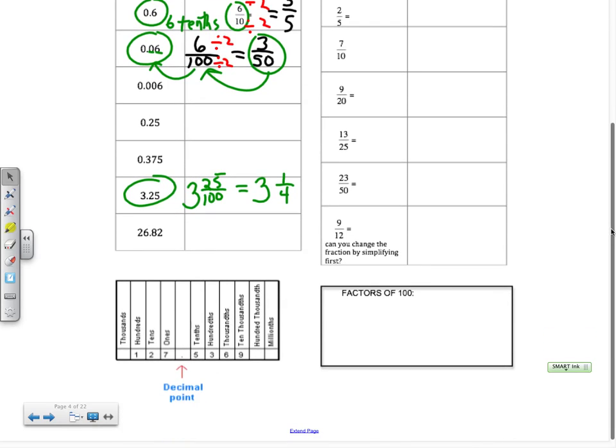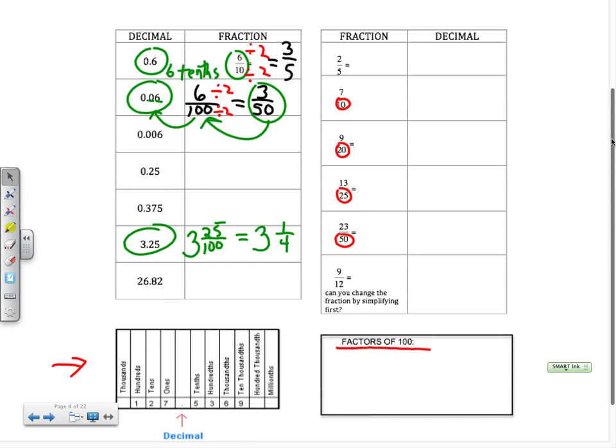Couple things at the bottom that will help you. Another review of our place value chart. Use it if you need it. I would like you to list all the factors of 100 because you'll notice all our denominators, everywhere you look, can be turned into 10, 100, or 1,000. So knowing those factors ahead of time would be very helpful to you. All right, you think you're done? You're not. Sorry.